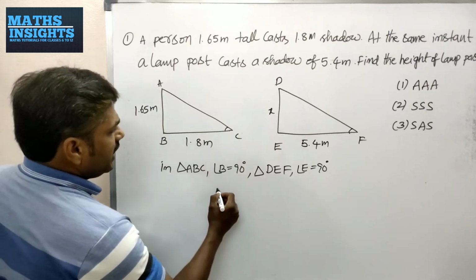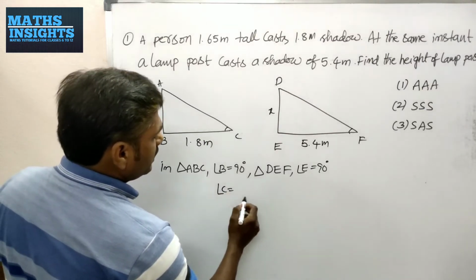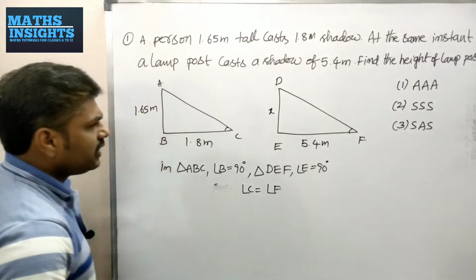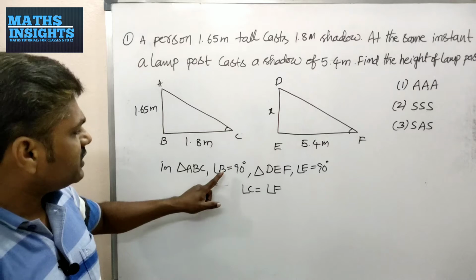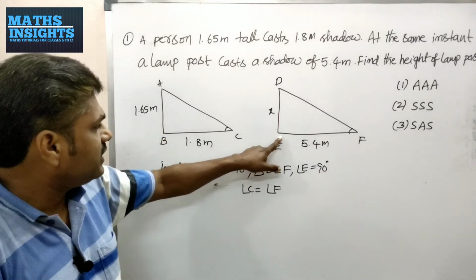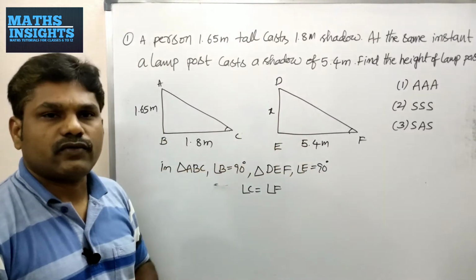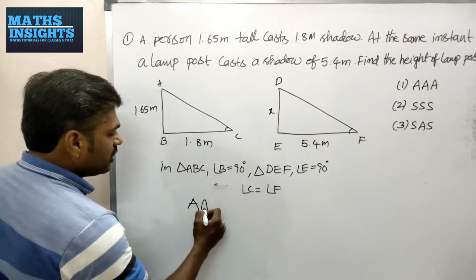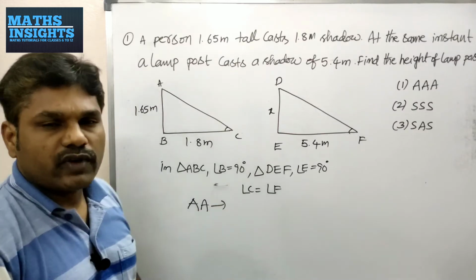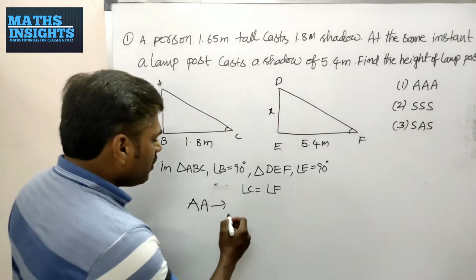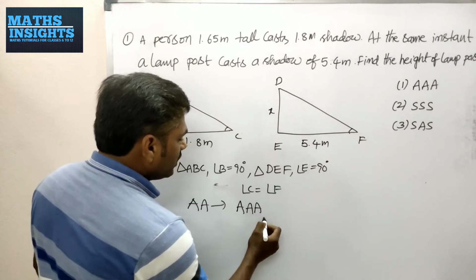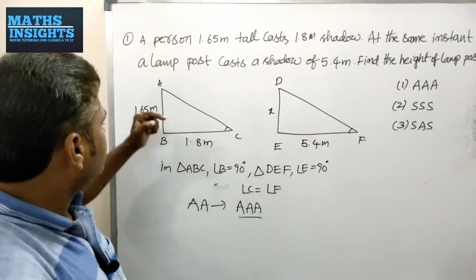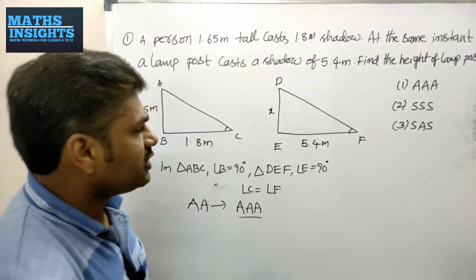That means angle C is equal to angle F. Then angle B, angle E, angle C and angle F are equal. If two angles are equal, by the property of sum of angles, automatically the third angle will also become equal. Then by the criteria AAA, the two triangles ABC and DEF are similar.